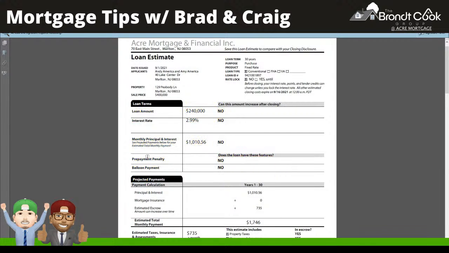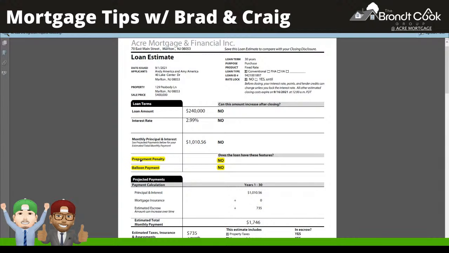Is there a prepayment penalty? The answer is no. For any conventional loan, FHA loan, VA loan, or USDA loan, there are no prepayment penalties. So if you won the lottery 3 months after you obtained the loan, you could pay the loan off and not be penalized. That's a good thing to know.